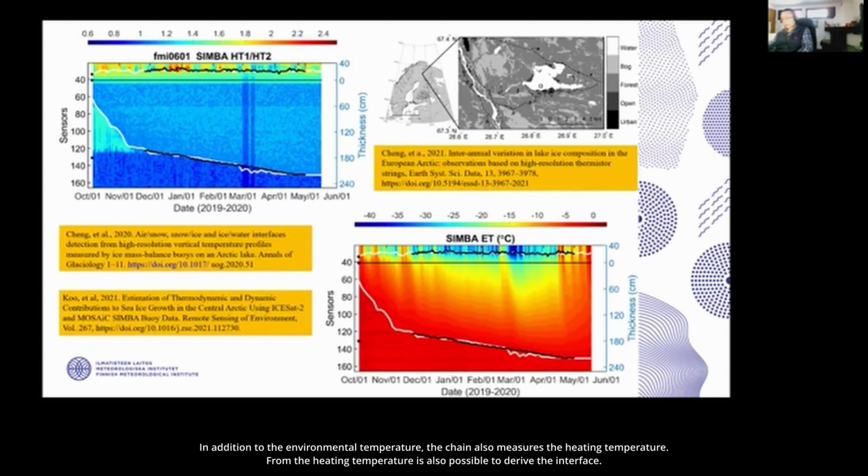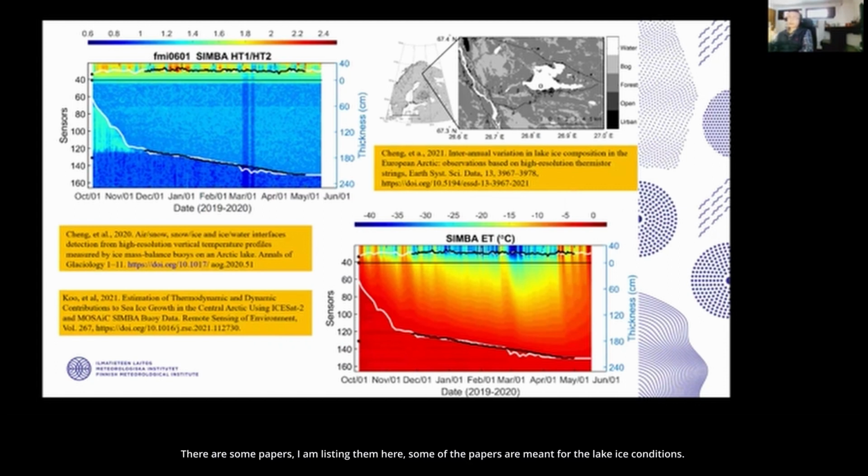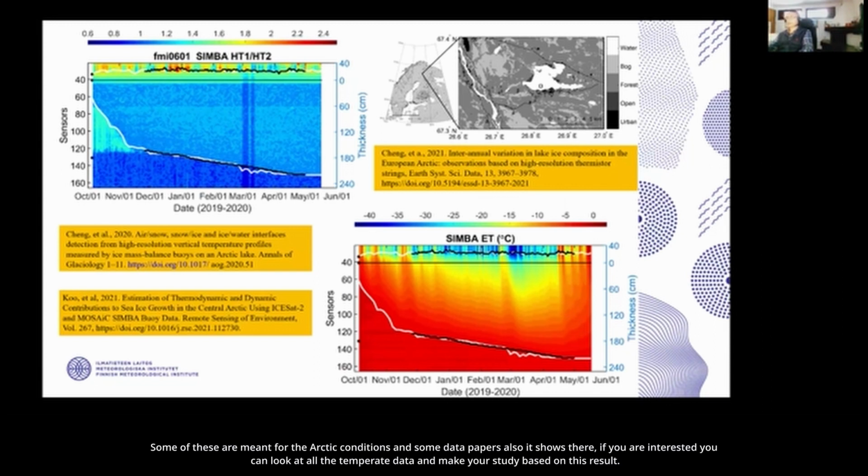And like I also said, in addition to the environmental temperature, the chain has also measured the heating temperature. The heating temperature is also possible to use to derive the interface. There are also some papers, and you can check. I have listed them here. Some of the papers are meant for lake ice conditions, and some are meant for Arctic conditions. Also, some data papers are shown there. If you are interested, you can look at all the temperature data and make your study based on this result.